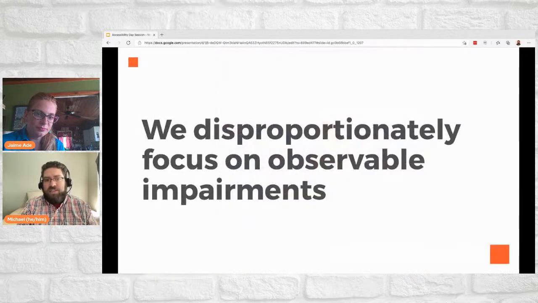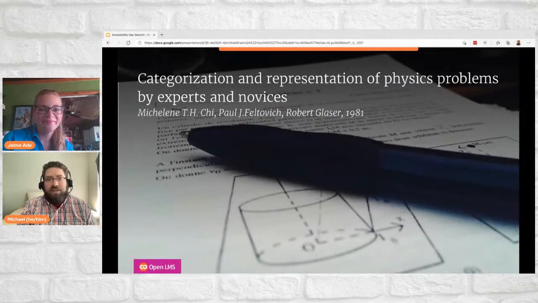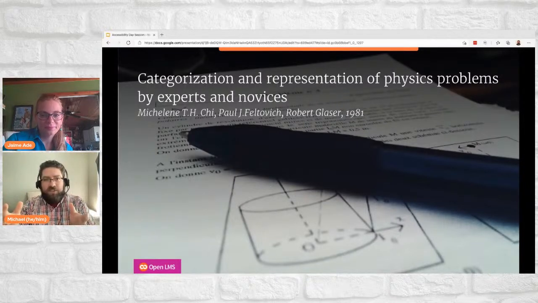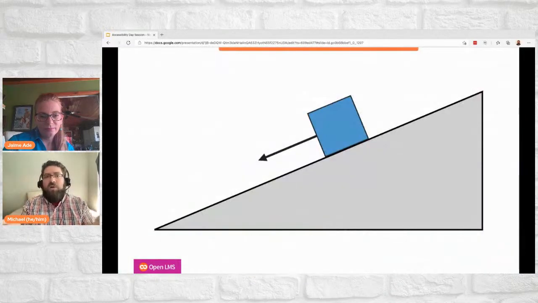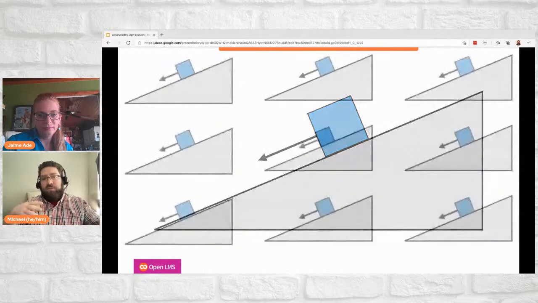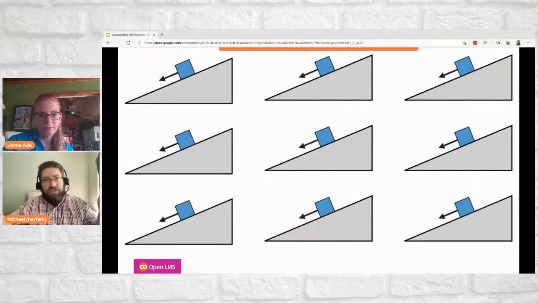We also, and this is the second part, disproportionately focus on observable impairments. And it's not too surprising that we actually do this. This is pretty well supported through research. If you look outside of the box, this was one of my favorite studies from the 80s. What they did was they took a bunch of physics problems and gave them to a group of physics students who had virtually no experience with physics, and then a group of physics professors who knew it so well they could teach it to others. And they said, go ahead and sort these problems based off of however you think they should be sorted. And the students looked at the problem and said, oh, there's a box on a slope, so all the slopes, box problems should go together. So if I see a box on a slope, it obviously goes with the other problems that have boxes on slopes.